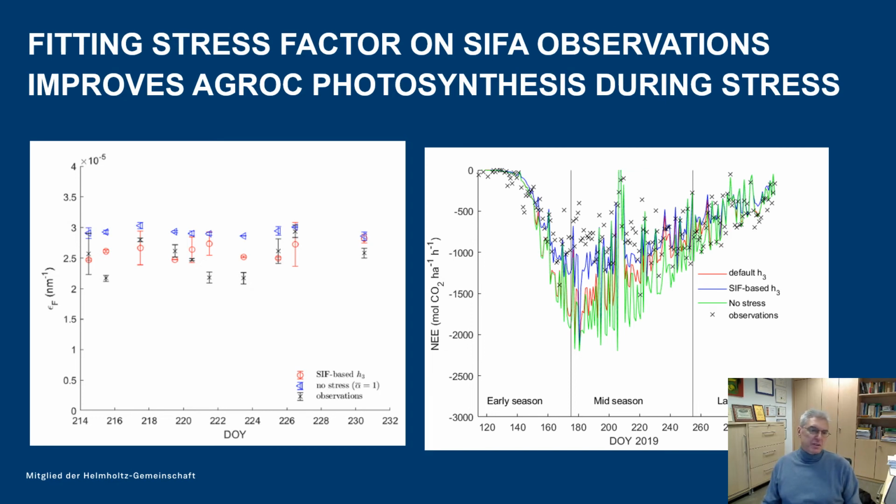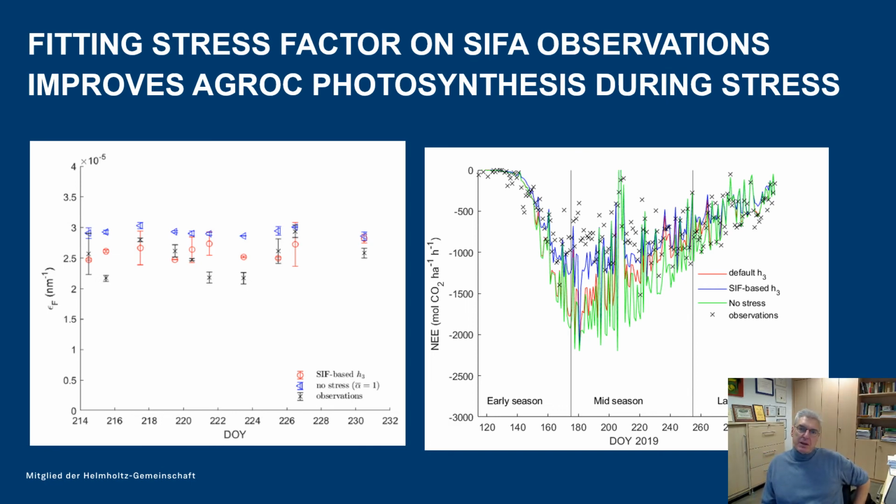You see here over different days of the growing season, the observed sun-induced fluorescence, which is the black dot. Then we have the simulations in which we assume that we have no stress. And then we estimate from the observations the parameter h3, which then allows us to account for stress effects. And you see that we are improving on our prediction. And the same is here for the net ecosystem exchange. This is related to CO2. That basically means this is the net flux that we observe from a field site.